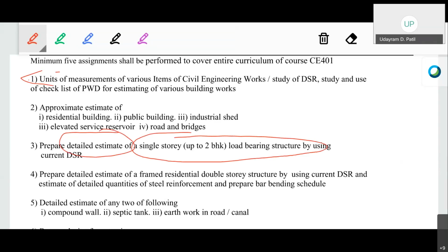So I have already classified, you already distributed your particular batch in the various groups. Each group will have 5 students. As per the group, you have to collect a detailed plan or a detailed drawing of the 1 BHK load bearing structure. 1 BHK लोड बेरिंग स्ट्रक्चर साठी तुम्हाला एक प्लॅन कलेक्ट करायचा आहे ग्रुप वाइज. So that particular plan should be of the 1 BHK and the load bearing structure.